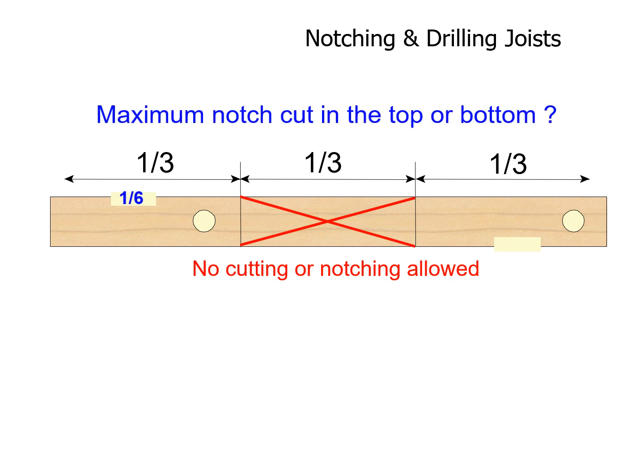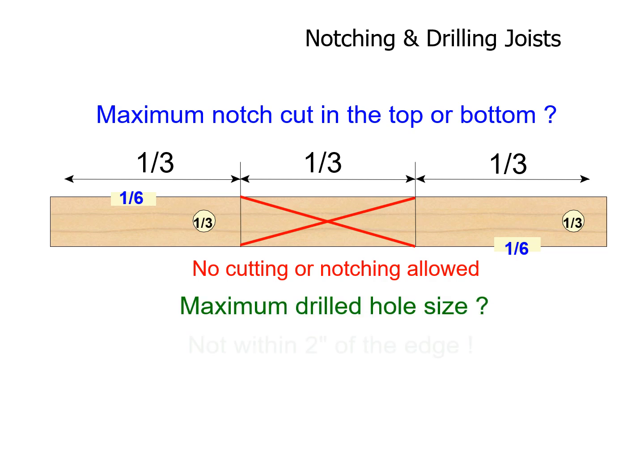I can notch up to 1/6 of the top or bottom of the joist. Okay, 1/6, notch it out. I can drill up to 1/3, but I have to remain 2 inches from either edge. So sure, I can drill up to 1/3 of the board as long as I remain 2 inches from either side of it. And the center third section, no one touches it.